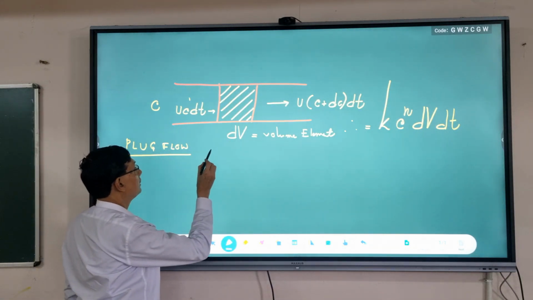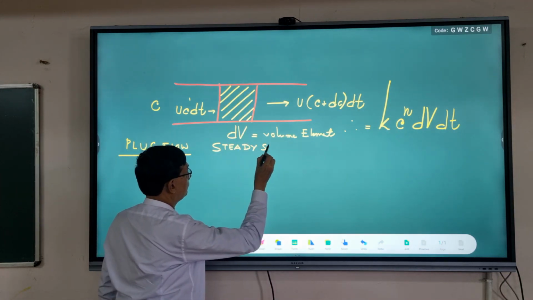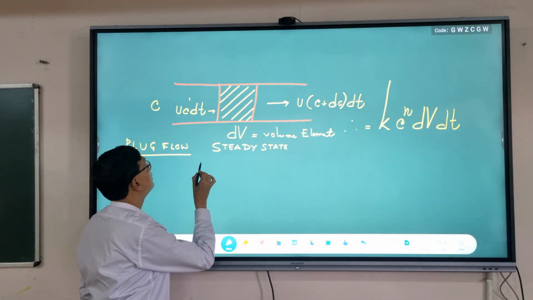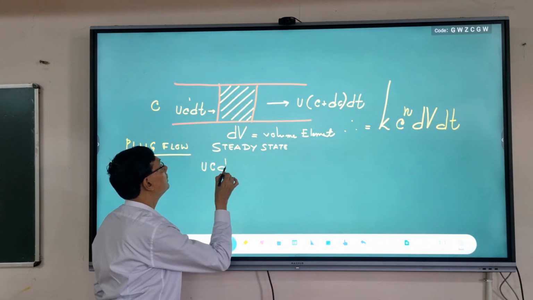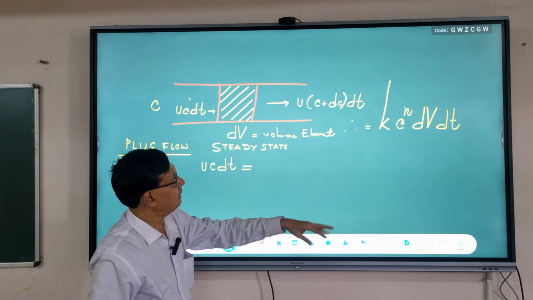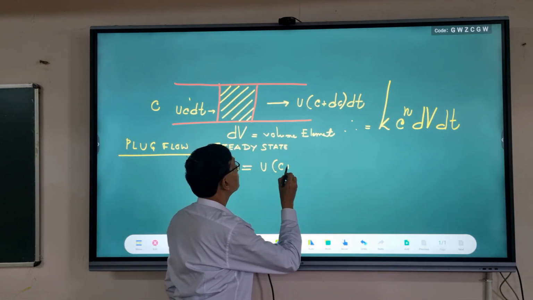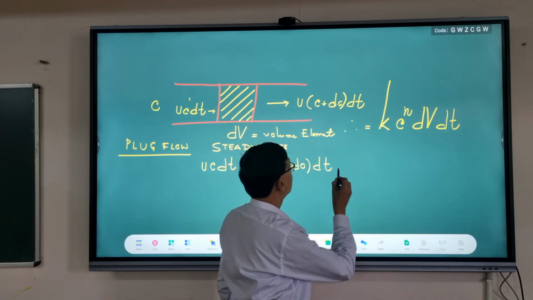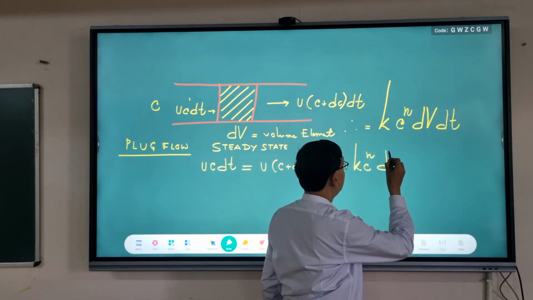What is the condition? After attaining the steady state, the number of moles of the reactant entered, uC dt, is equal to, one is disappearing, another also leaves. So u(C plus dC) dt plus k C^n, order of reaction, dV dt.